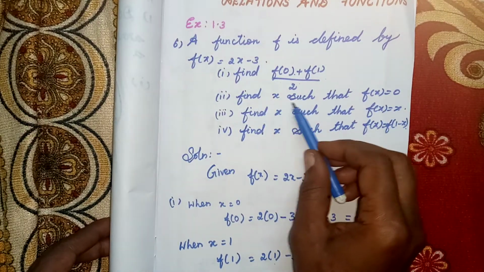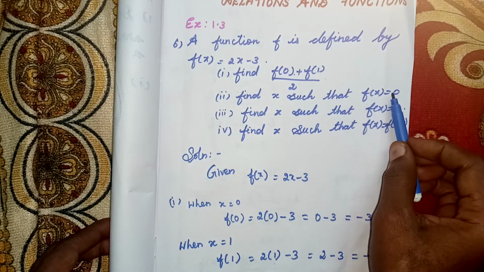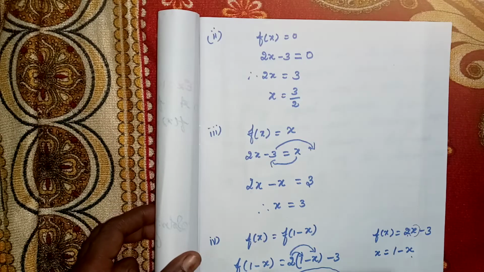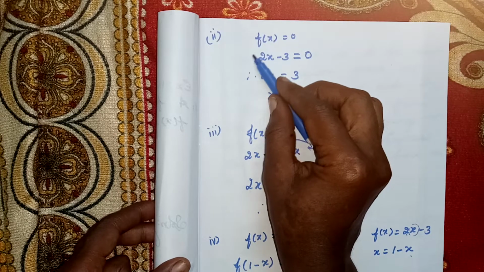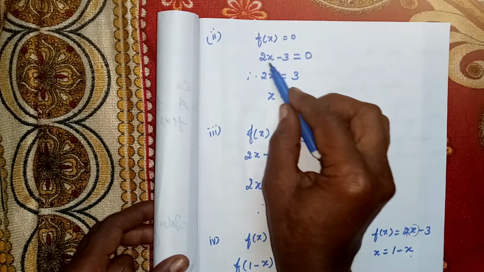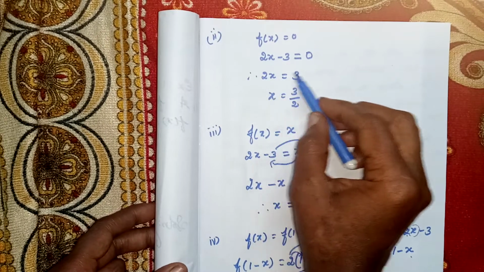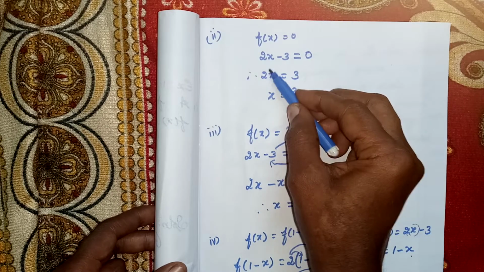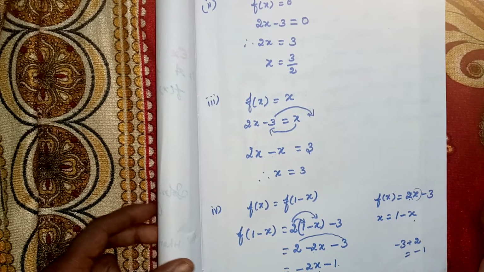Then the second question is find x. We have to find out the value of x such that f of x is equal to 0. f of x is equal to 0. Therefore, what is the value of f of x? 2x minus 3. 2x minus 3 is equal to 0. Therefore, 2x is equal to 3. x is equal to 3 by 2.